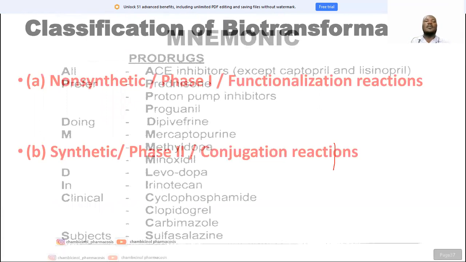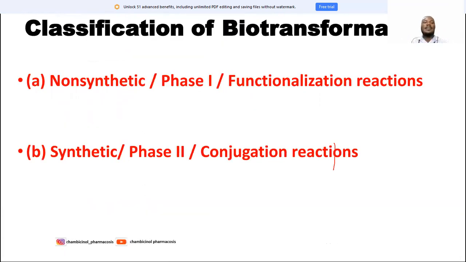So you use the same mnemonics. So after understanding the result that occurs after the drug undergoes biotransformation, now let's see the classification of biotransformation.